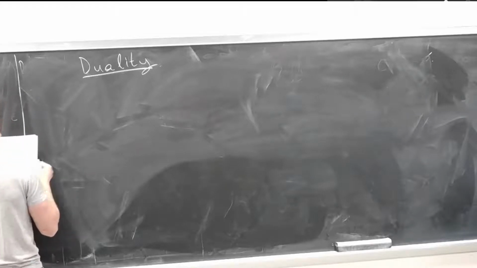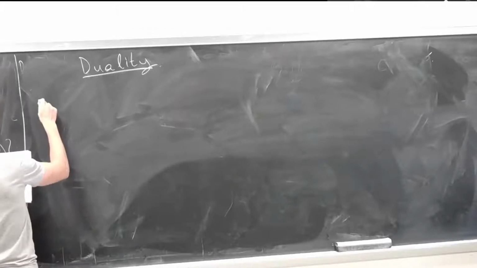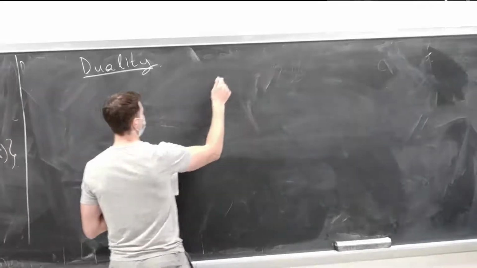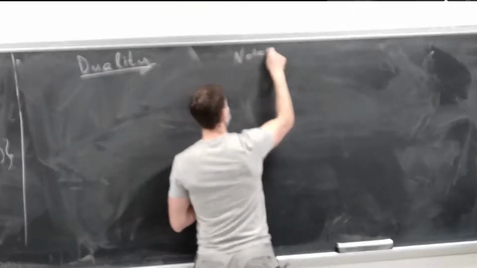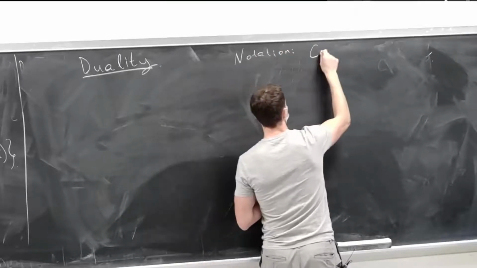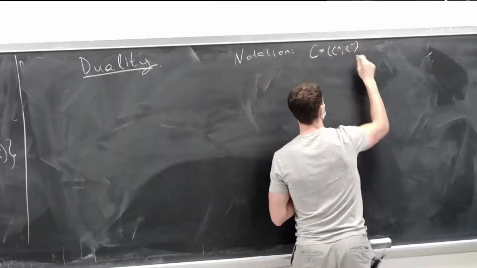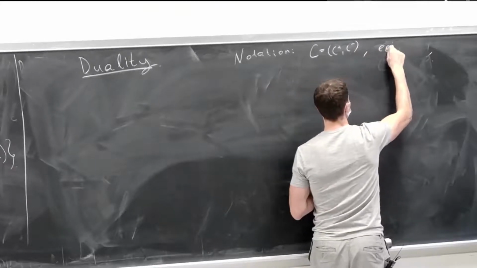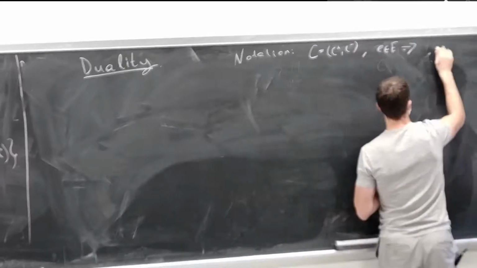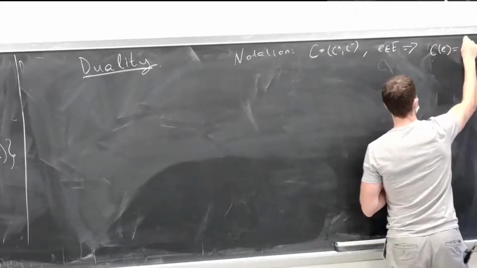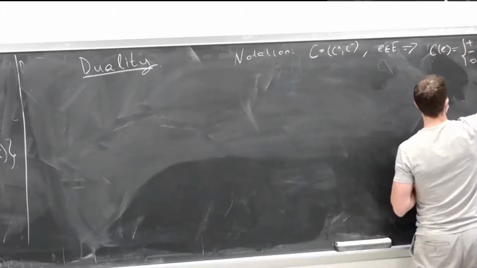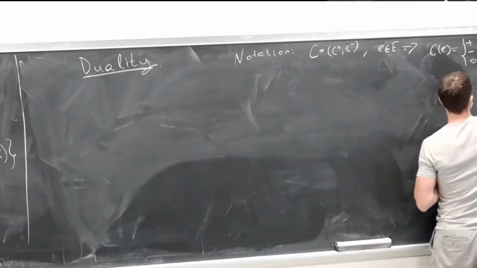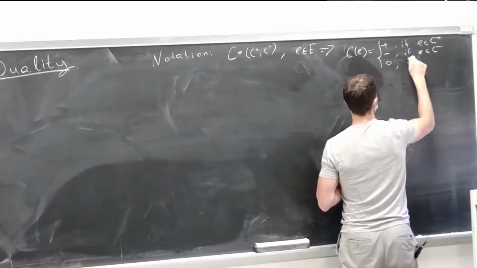So let me write down what's going on. First of all, let me introduce some notation. We have a sign vector C plus, C minus, and let's say E belongs to my ground set. Then I'm going to denote by C of E either plus or minus or 0, depending on whether E belongs to C plus or C minus, or doesn't belong to the support.